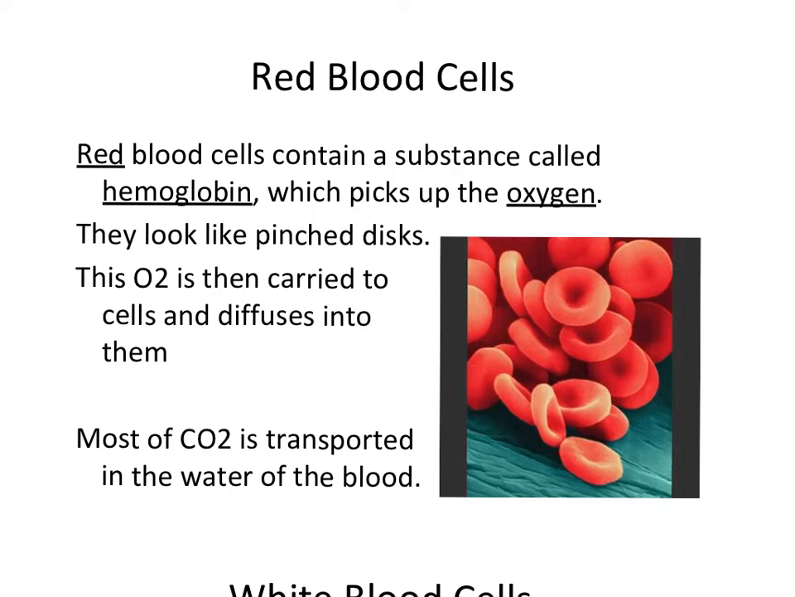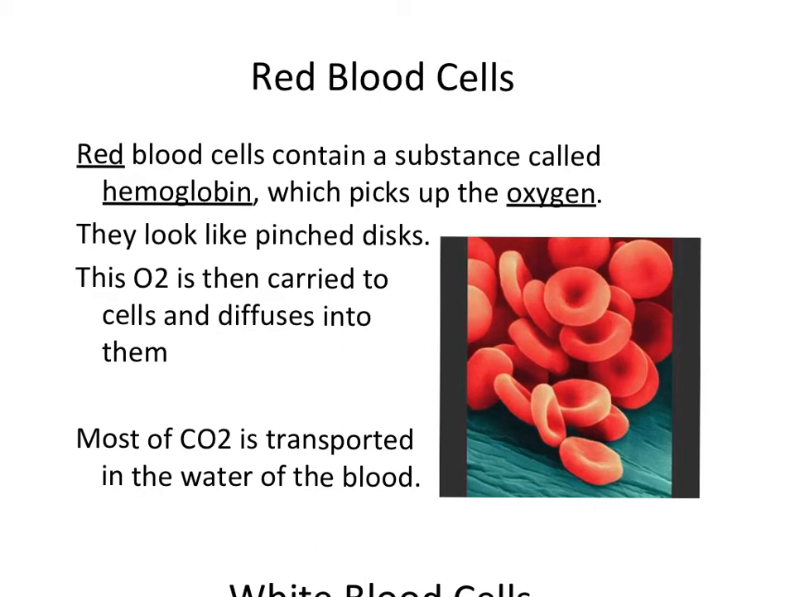Red blood cells are extremely important. They have something called hemoglobin. Hemoglobin is a protein that contains iron. This hemoglobin picks up oxygen. So each hemoglobin actually carries 4 oxygen molecules, and there's tons of hemoglobin in one single red blood cell. These red blood cells then carry the oxygen to the cells.